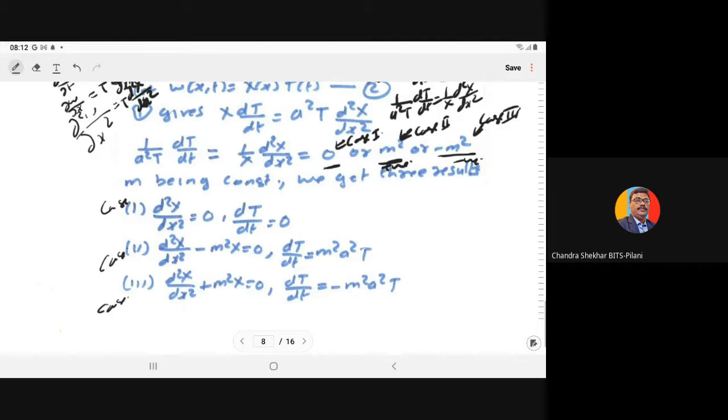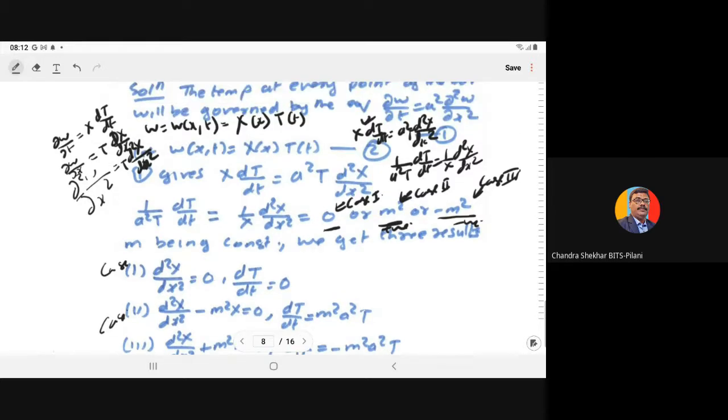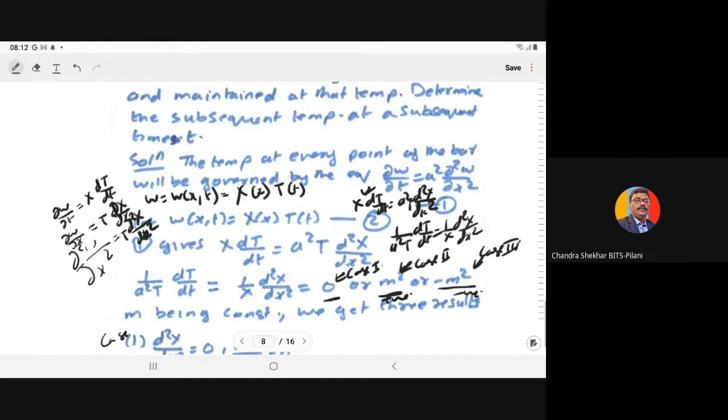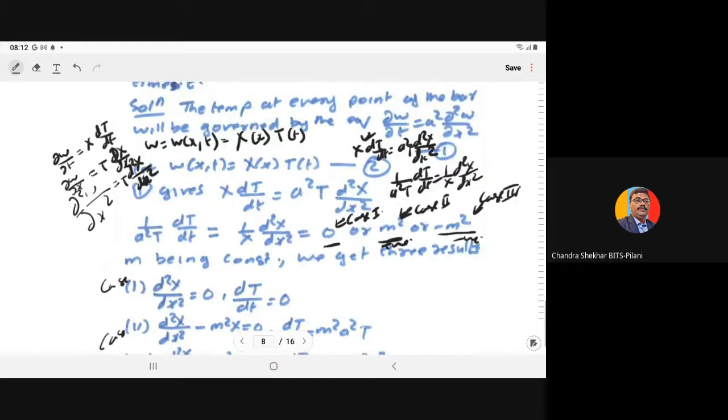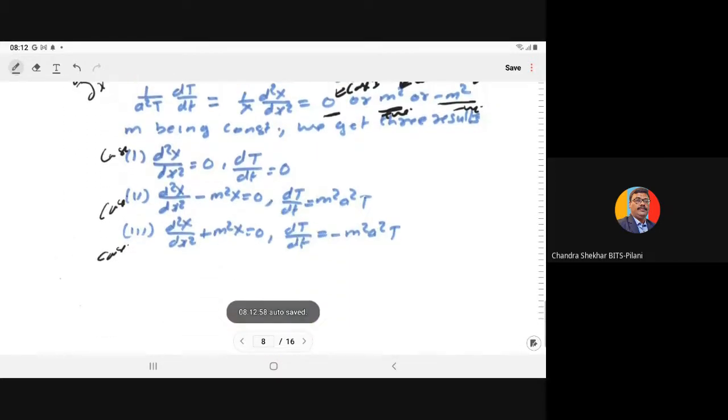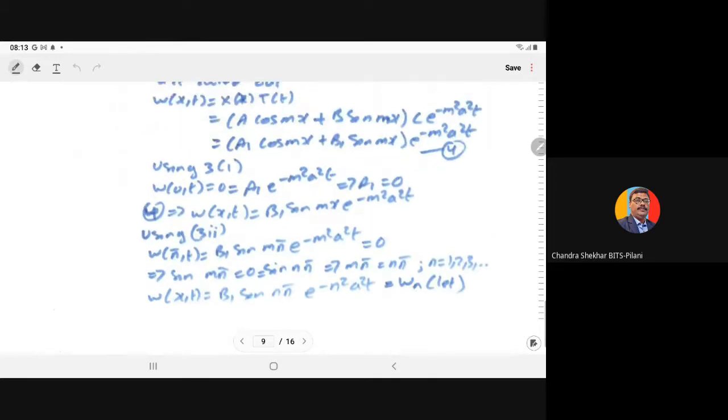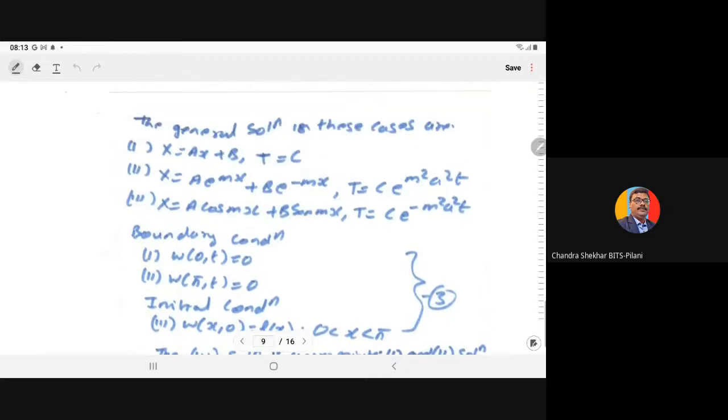Now we have to determine which case is suitable for our problem. You know that in the flow of heat, after infinite time the complete rod will be at zero temperature, because we are keeping the end points at zero temperature. So after infinite time, the complete rod should be at zero temperature.